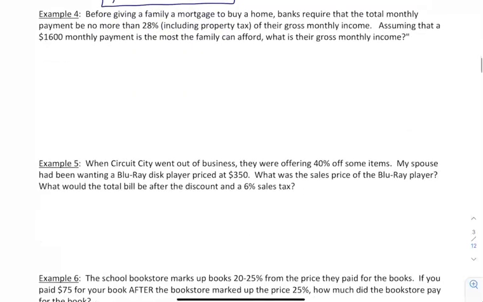In example 4, before giving a family a mortgage to buy a home, banks require that the total monthly payment be no more than 28% of their gross monthly income. Assuming that a $1,600 monthly payment is the most that a family can afford, what is their gross monthly income? So the what that we have in this problem is the gross monthly income. Questions like this can be a little bit harder to set up into a word problem, and so I find it helpful to summarize what's happening here.